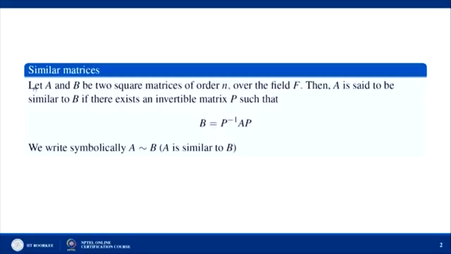Now first of all, before starting diagonalization, let us discuss similar matrices. So let A and B be two square matrices of order n over a field F. Then A is said to be similar to B if there exists an invertible matrix P such that B equals P inverse AP, and we symbolically write A is similar to B like this. Okay. So what do you mean by basically two similar matrices?